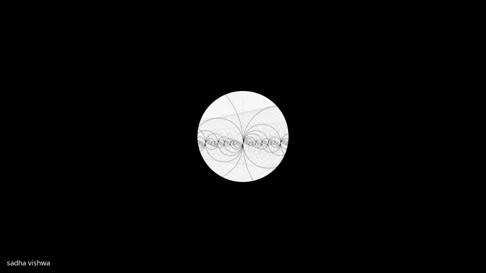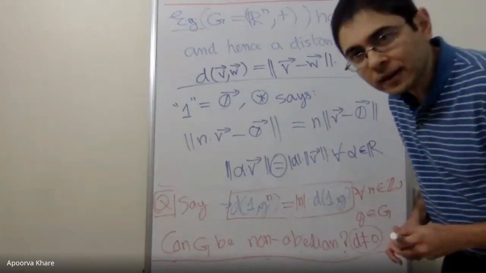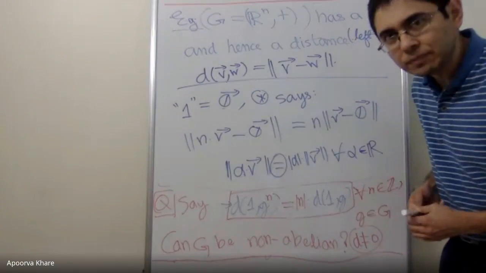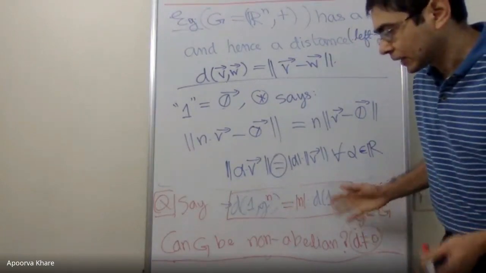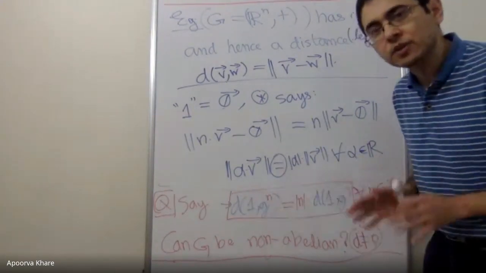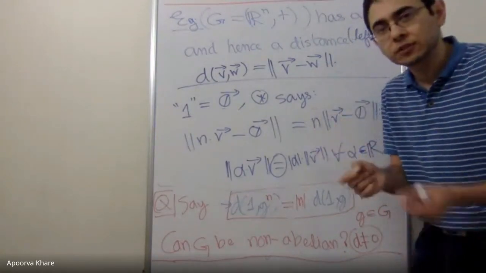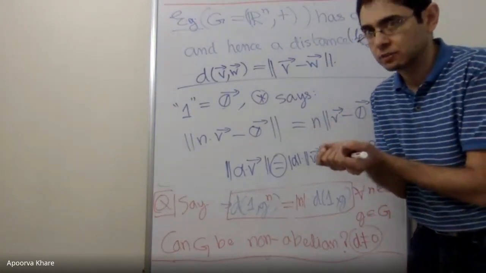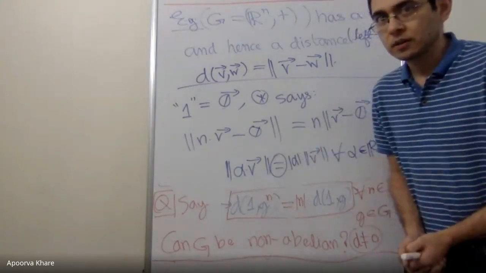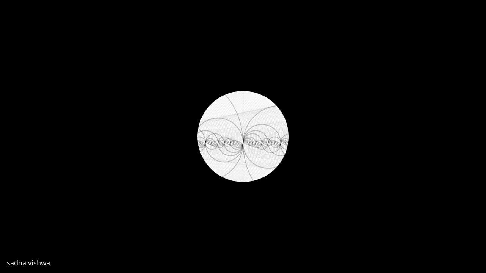But the point is this, a metric cannot be zero except when the group is a single element. The only finite group for which the metric is trivial is the group with a single element, right? Because the definition of a metric says if you have two different points, then the metric has to be positive. So then we can't have that, right? So yeah, that is the problem.